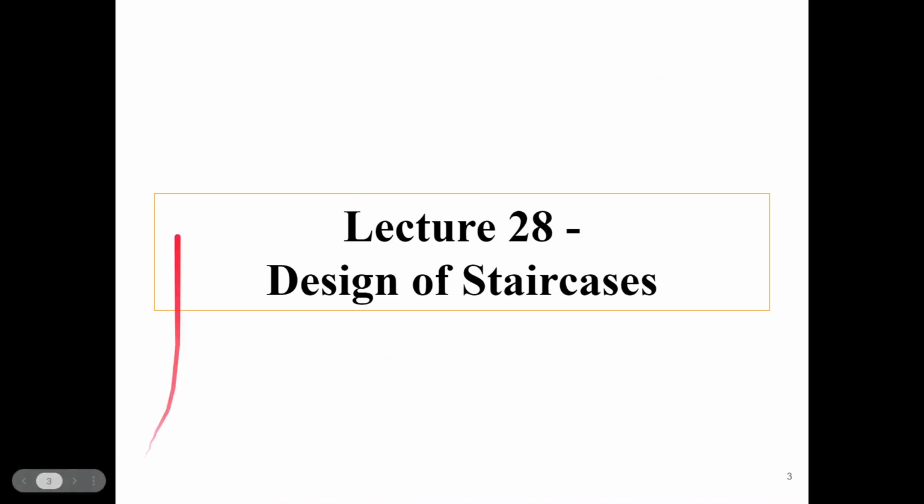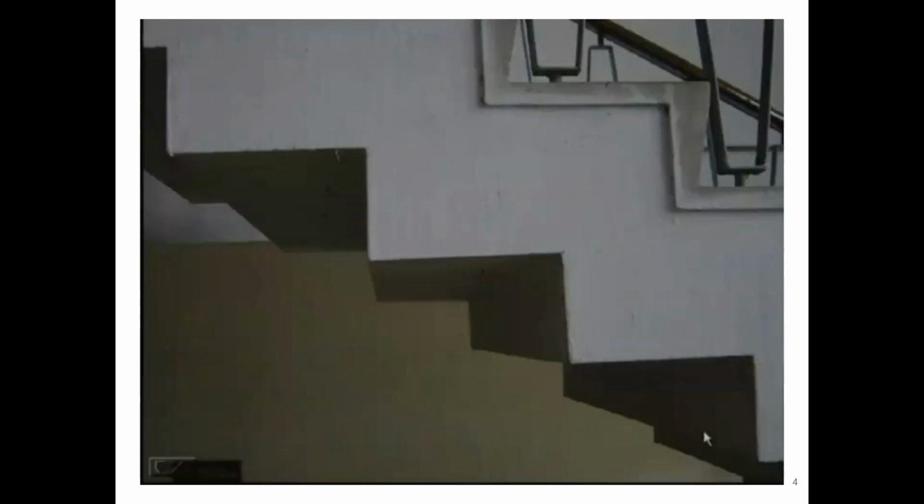In this week, we would be basically focusing on the design of the staircases. That is a relatively small design as compared to beam, column, and slab, but it is an important one, mainly for a multi-story building. So let us start.